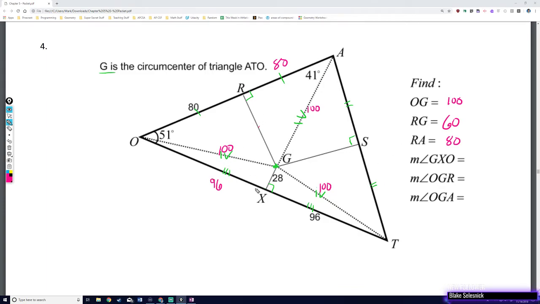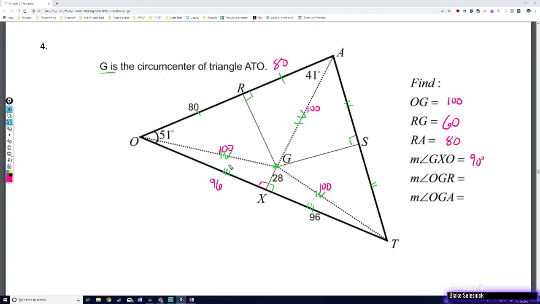So GXO is actually this angle right here. Of course, that's just a right angle, so that is 90 degrees. So far, so good. OGR looks like ogre, which is cool. And OGR is this angle right here. This is probably the most tricky one.